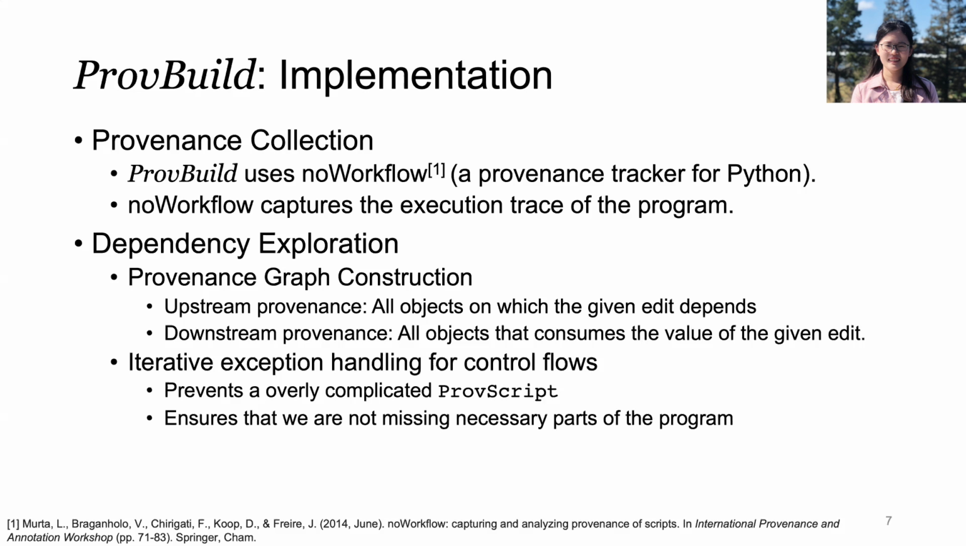Meanwhile, provenance is execution trace information. So there are some aspects of the script that ProfScript needs but is not recorded in the provenance, such as control flows. Including every possible function would lead to an overly complicated ProfScript. So ProfViews developed an iterative exception handling method to ensure that we are not missing anything and we don't include any unnecessary part. ProfViews also automatically integrates changes into the original script.